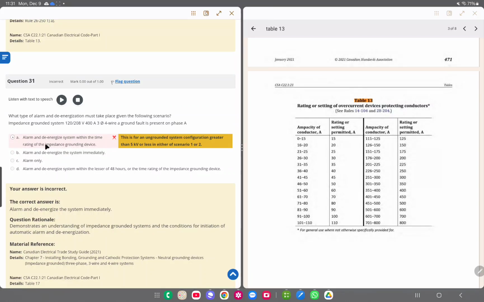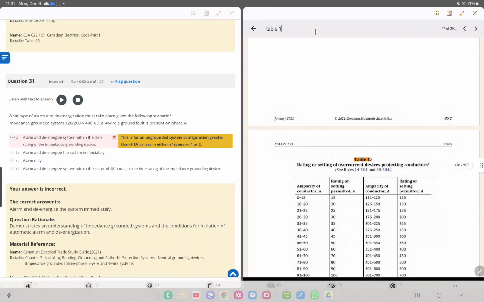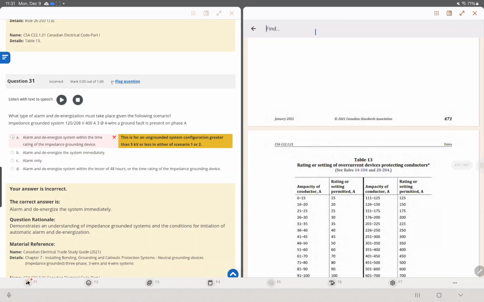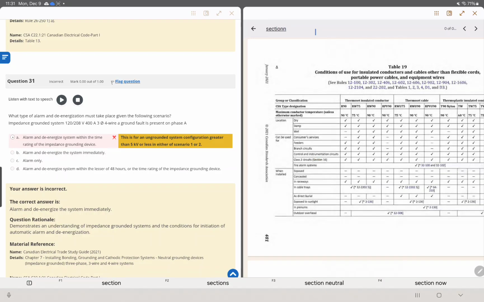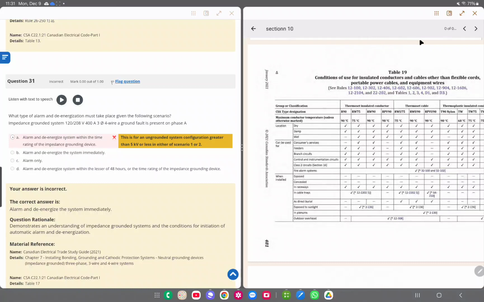Okay, here we're going to need to go to section 10. They're asking what exactly an alarm and de-energization must take place given the following scenario. Impedance grounded system. Yes, that's what it was. Impedance grounded system. So we got our section 10.